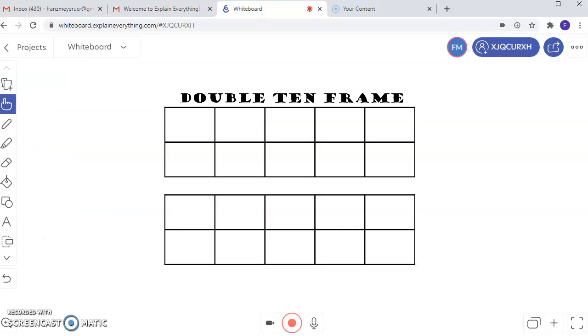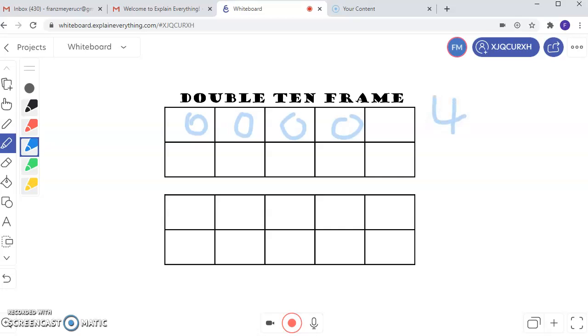All right, so for my flipped video, I chose to work on 10 frames with a first grade classroom. So the first thing I want everybody to do is we're going to put 4 blue circles in our 10 frame. 1, 2, 3, 4. And then let's write that down. We got 4 over here.